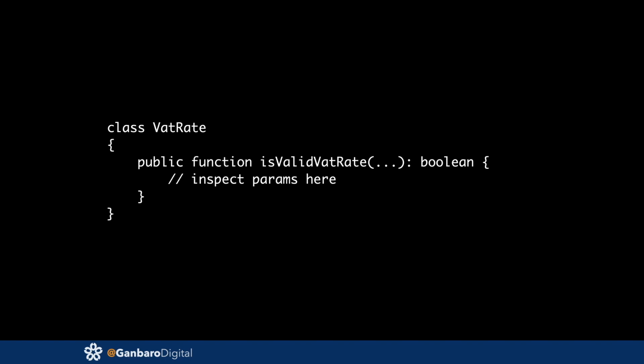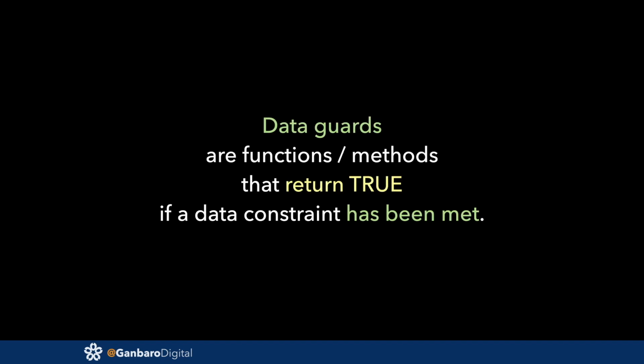It takes a bunch of inputs, it inspects them, looks at, does it meet our data constraint? And if it does, it returns true. If it doesn't, it returns false. Any function that follows this pattern, we can call it a data guard. It returns true if a data constraint has been met. That's what it does.